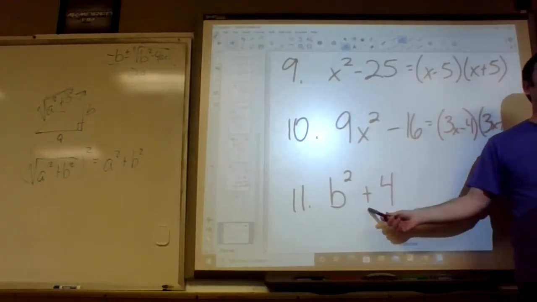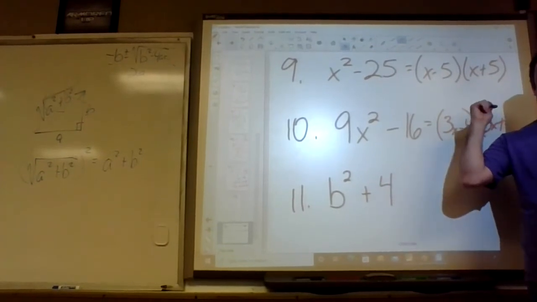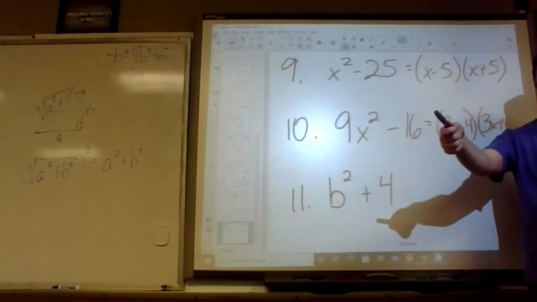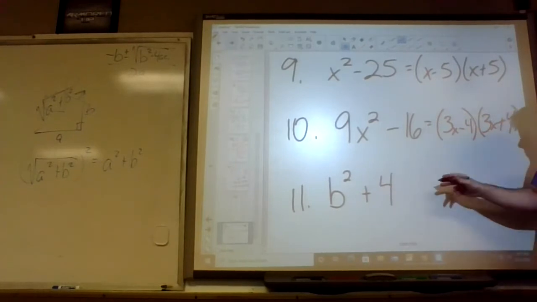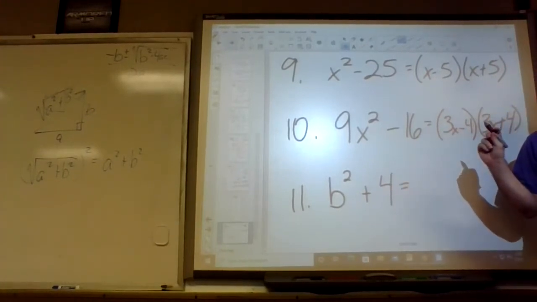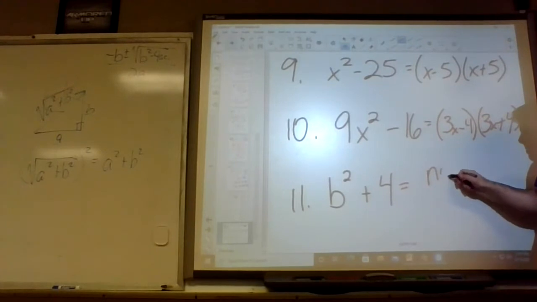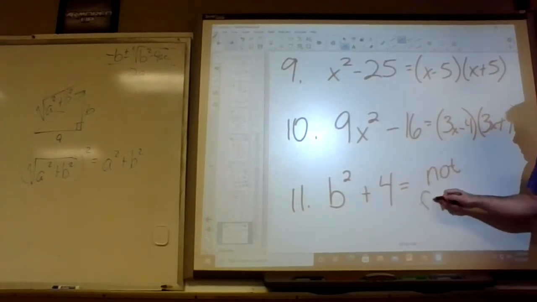Okay. Number 11, another curveball. Who wants it? B minus 2, plus 2? Not Jaden. Who have I not called on yet? Marion. B plus 2 minus, plus 2? It's not b plus 2, b minus 2. Both positives? B plus 2. No solution.